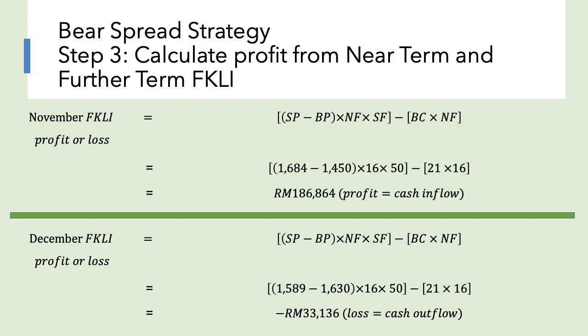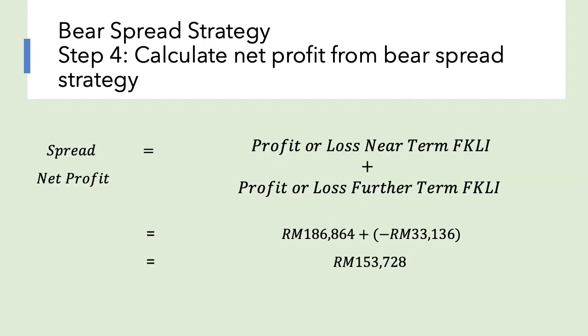Step number 3, you need to calculate profit from the near-term and further-term futures. For November FKLI, you calculate the profit, you get positive 186,864. Positive means you make a profit, a cash inflow. For the profit and loss formula here, you must use the FKLI contract because this question uses the FKLI contract. If the question uses FMG, then you need to change to the profit and loss formula for FMG. For the December contract, you calculate and get negative 33,136 ringgit. Negative means you make a loss.